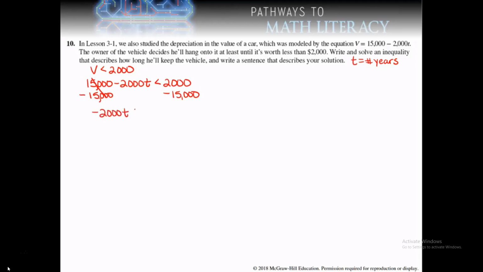Then, to get t by itself, I need to divide both sides by negative 2,000. But be very careful here, because when you divide both sides by a negative number, that's going to change the direction of the inequality. So this is now a greater than. And so that's going to give me t greater than 6.5. So what does that tell me? Well, that tells me that if the owner wants to keep this car until it's worth less than $2,000, then he'll need to keep the car for more than 6.5 years.